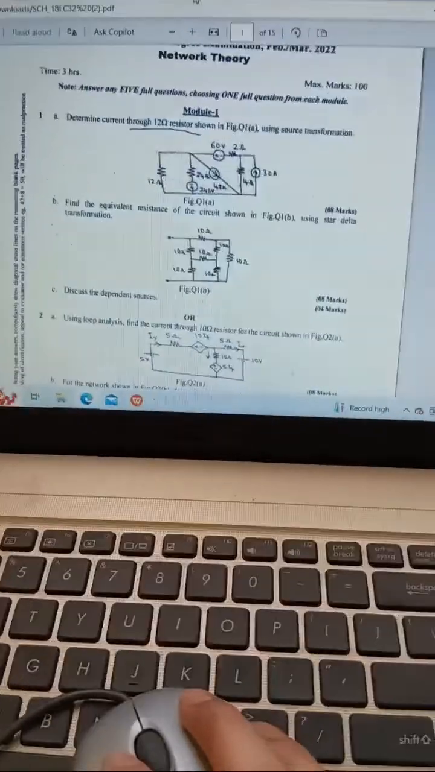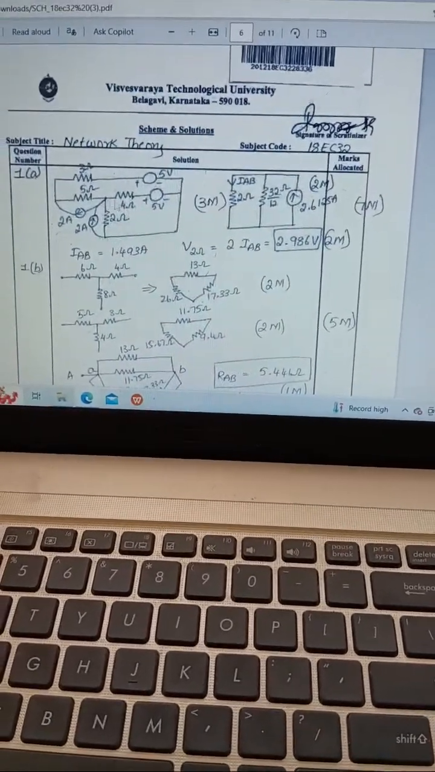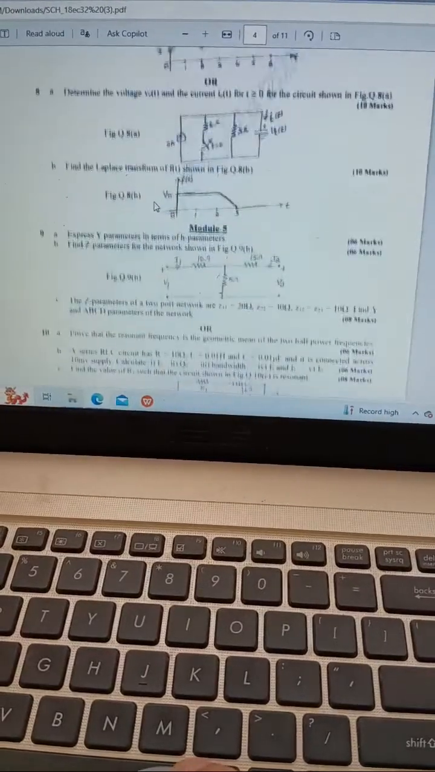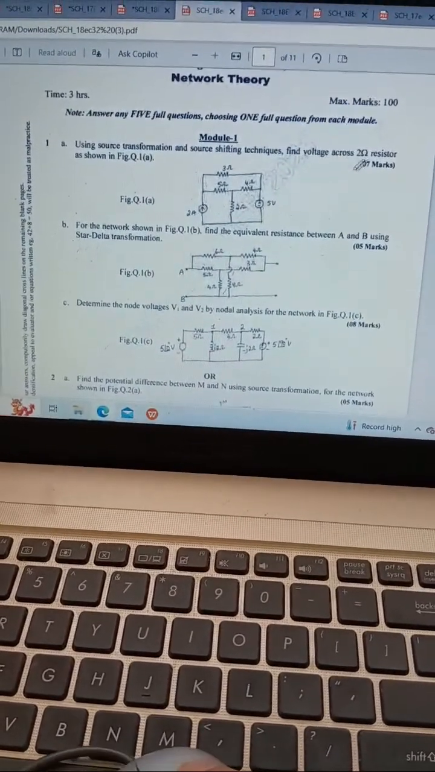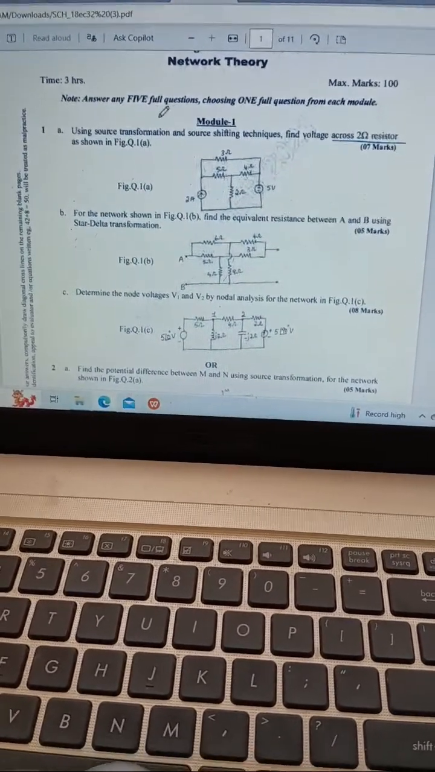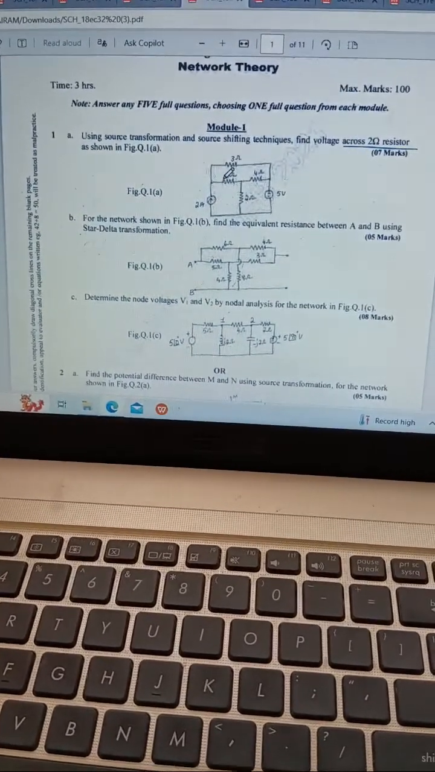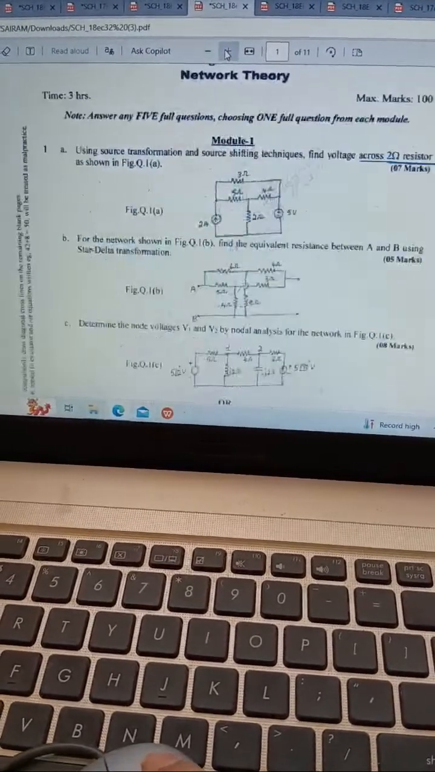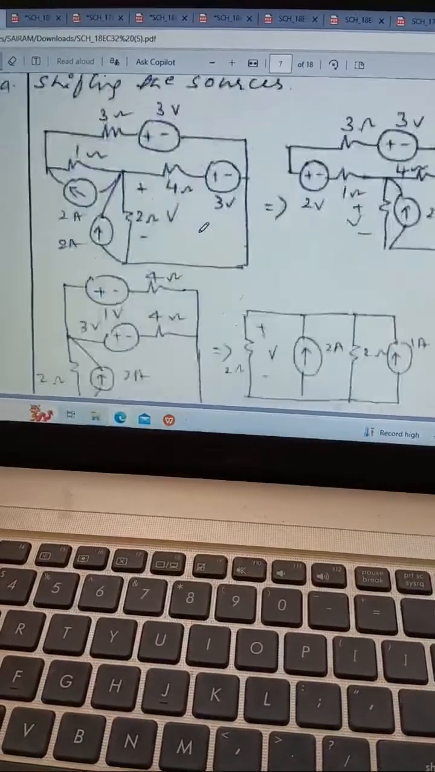Okay, so the next question is the same one, students. The next question is also the same one. So let us not go through that, but let me see what the question given there is. Here you can see: find the voltage across the 2 ohm resistor by using source transformation and source shifting. Here the problem is somewhat different. So you can see that, yeah, the same problem.